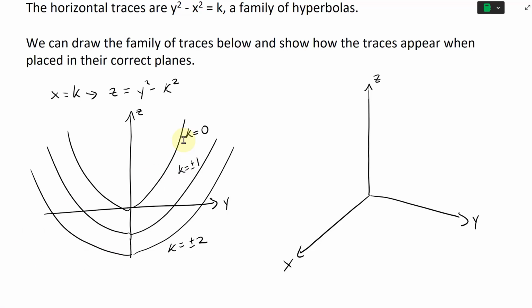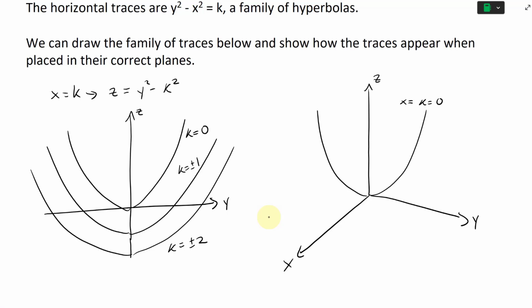So let's draw this at k equals 0, so x equals k, which equals 0. It's just going to be a basic parabola, and this is going to be on the zy plane. It's going to be basically like that. So that is what we have right here, at x equals k equals 0.